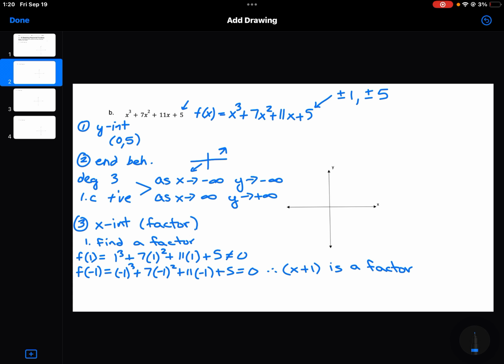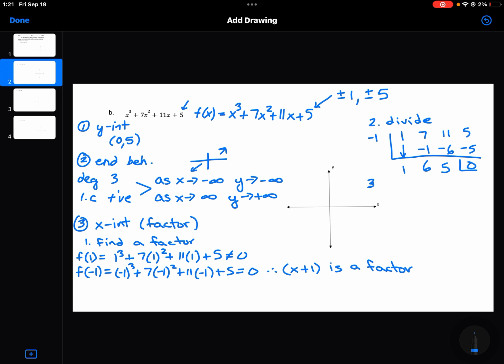Once I've done that, I'm going to go back up here on the right side again. Now I'm going to divide. I'm going to use synthetic division again because I have a linear factor. Put my coefficients of my original function across the top and continue on. So minus 1 times 1 is minus 1, gives me 6. Minus 1 times 6 is minus 6. 5 when I add those together, and then I get minus 5 and 0, which is good because it's a factor.